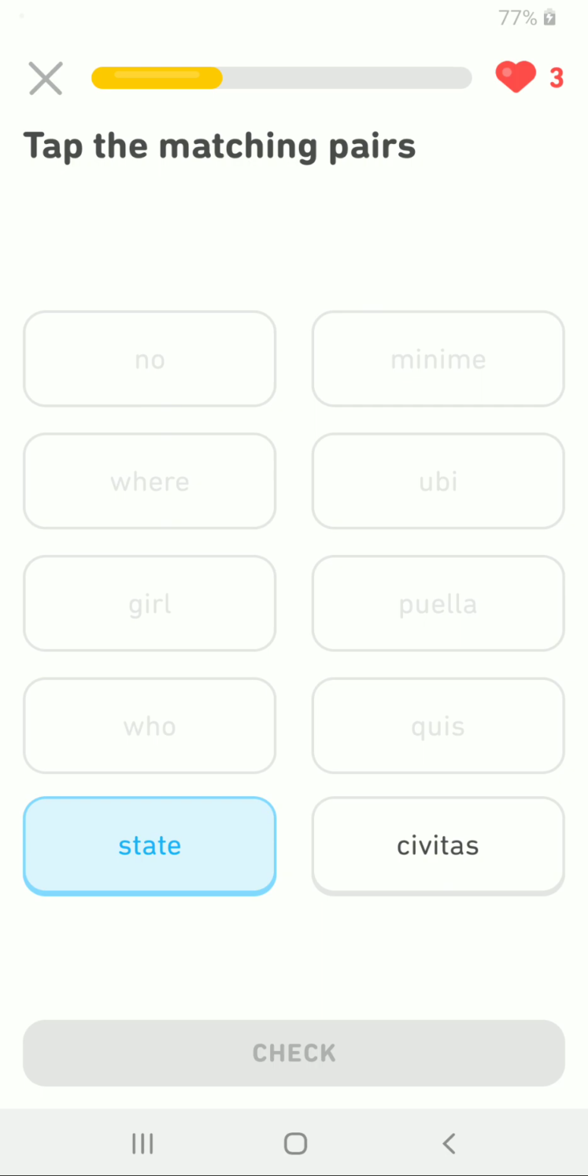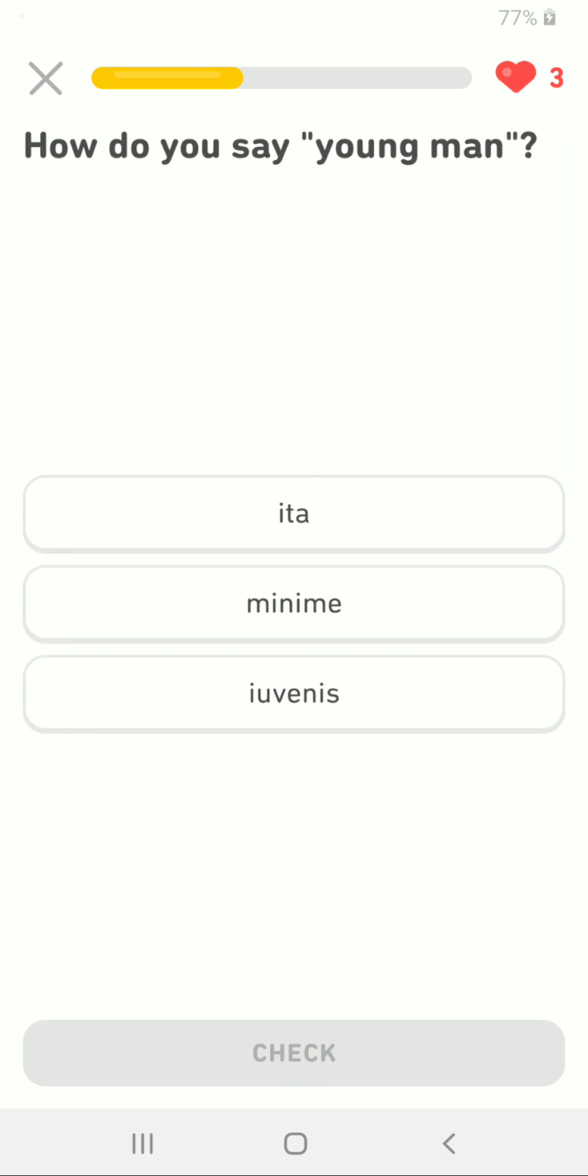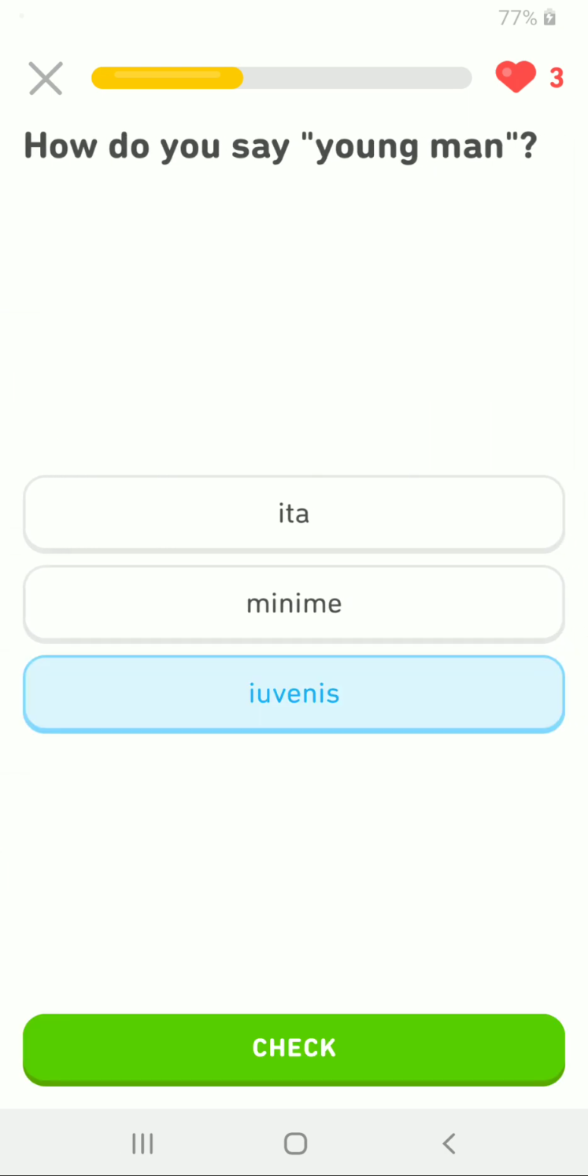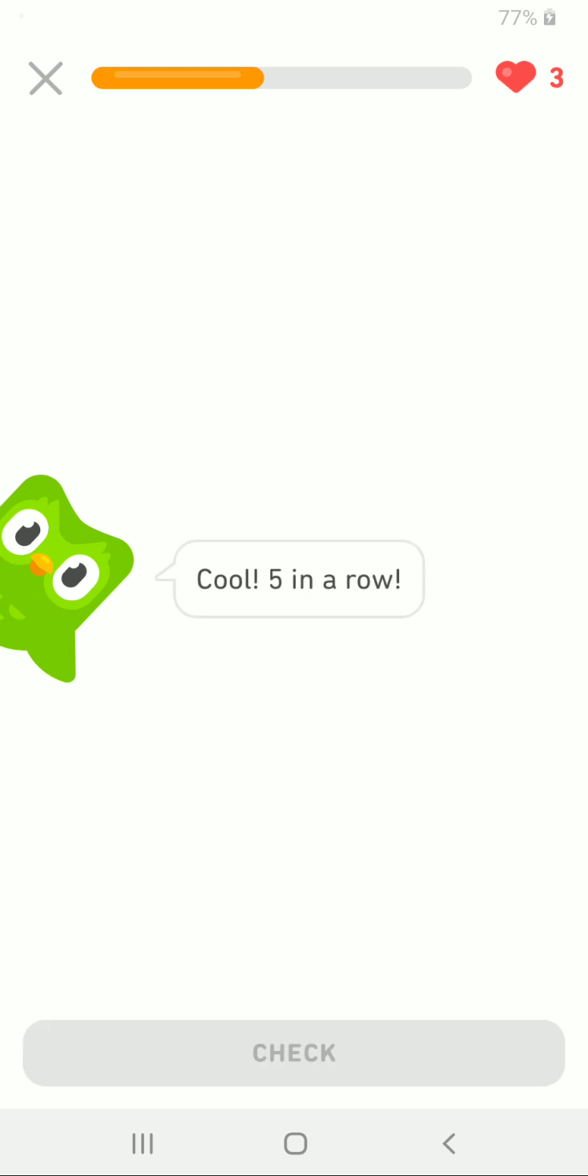How do you say this state? It's civitas. Civitas. Juvenis. It is young man. Ita is yes, minime is no, and juvenis is the correct word.